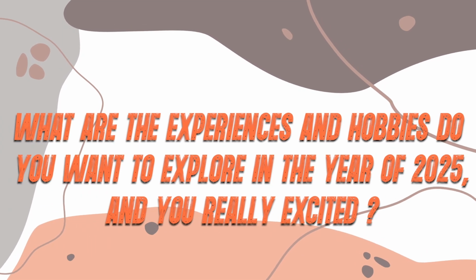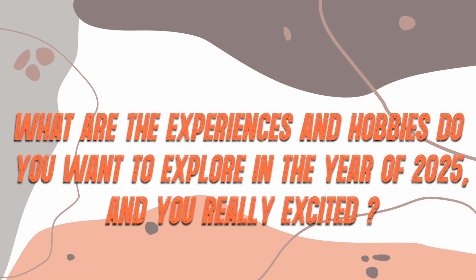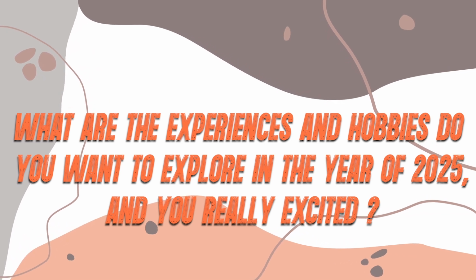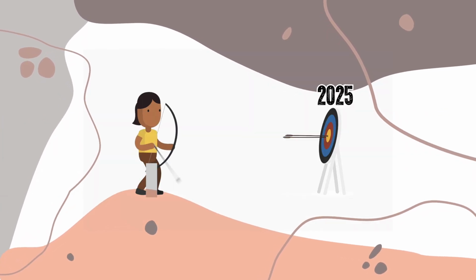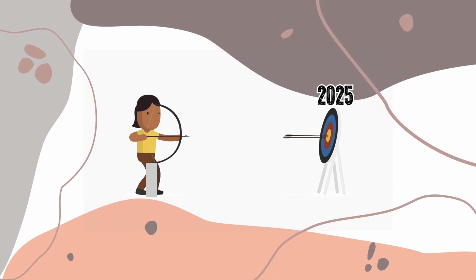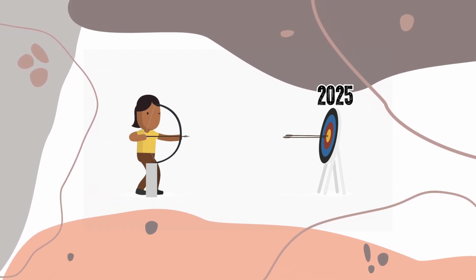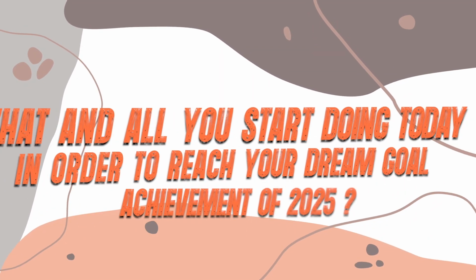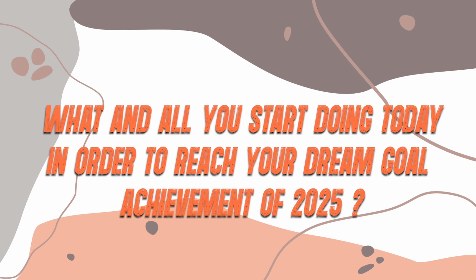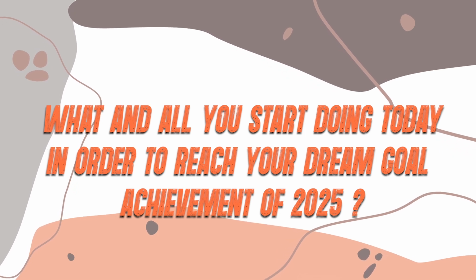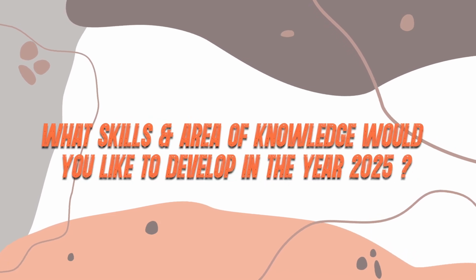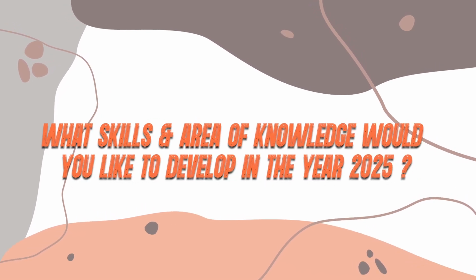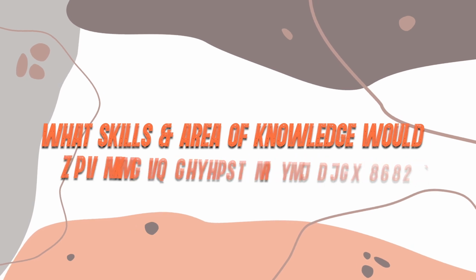The fourth question is, what new experiences or hobbies do you want to explore in the year 2025 and you're really excited about? It could be anything that you're probably holding back on for a very long period of time, but you somehow want to give it a try to accomplish in 2025. What all can you start doing today in order to reach your dream goal achievement of 2025? What skills or area of knowledge would you like to develop in the year 2025, which is really going to help you achieve your goals?